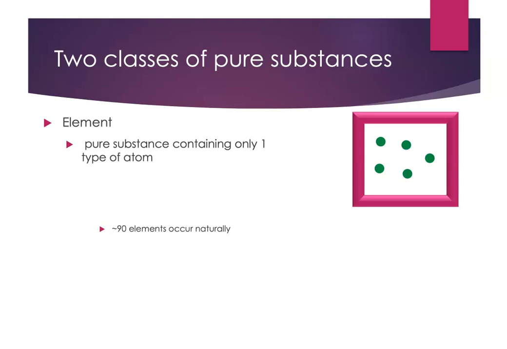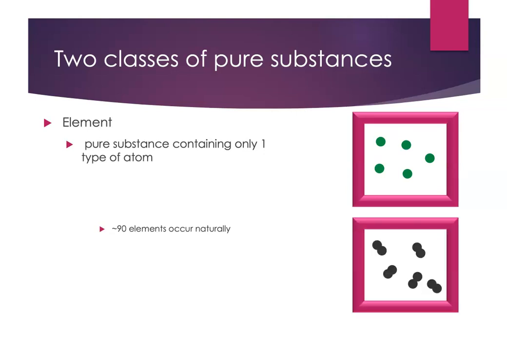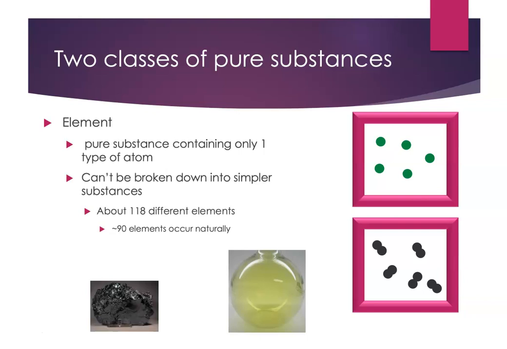All right, and there's about 90 of them that occur naturally. They can be just single atoms together. They could be 2 atoms joined together in molecules, but they can't be broken down into anything simpler. All right, you can't get simpler than one kind of atom. So I've got a picture of silicon on the left. I've got in the glass container, a picture of chlorine gas, which has that yellowish greenish color.